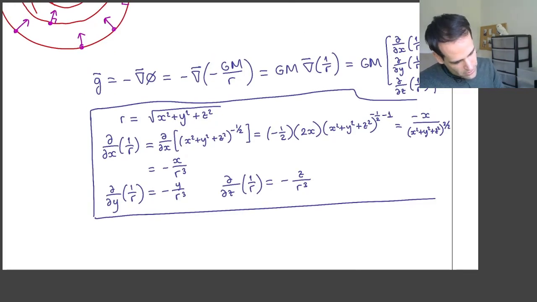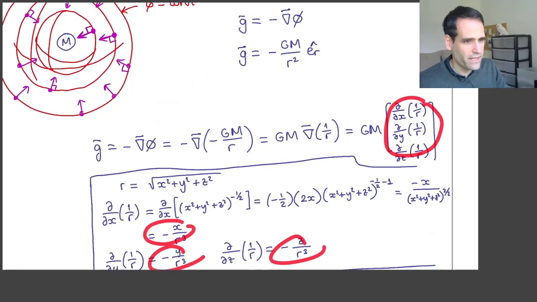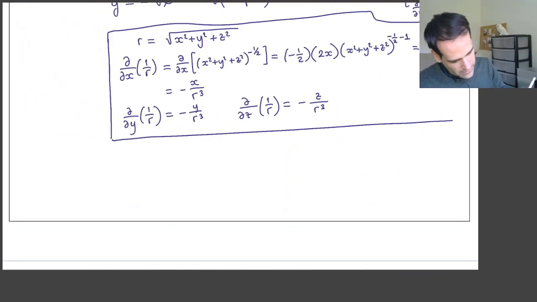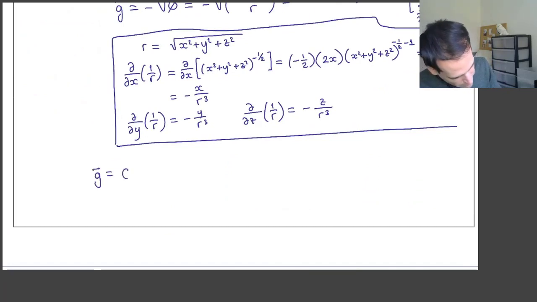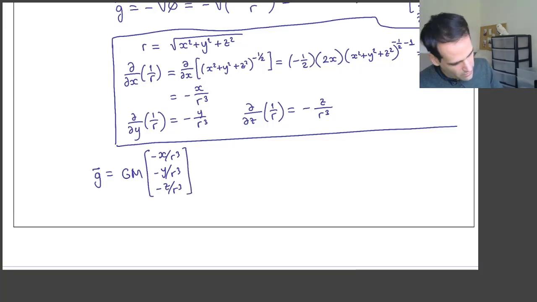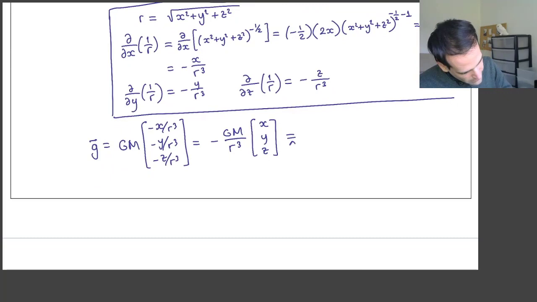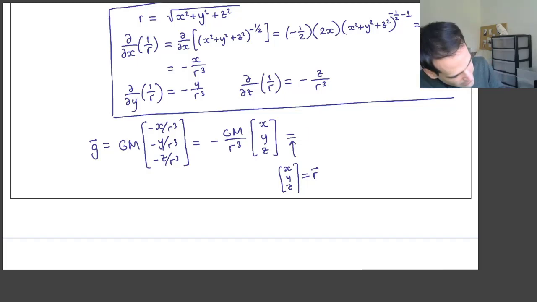So now we are ready to substitute these results into the gravitational field. So we substitute those here and we get that G is equal to Gm times minus x over r cubed, minus y over r cubed, minus z over r cubed, which we can write as minus Gm over r cubed of x, y, z. And now if you realize that x, y, z, this vector is equal to r vector, so you can write this as minus Gm over r cubed times r.